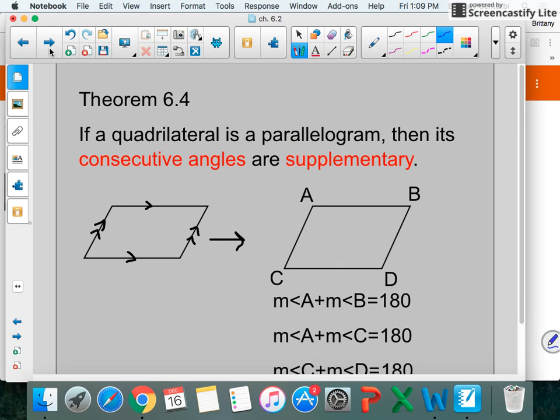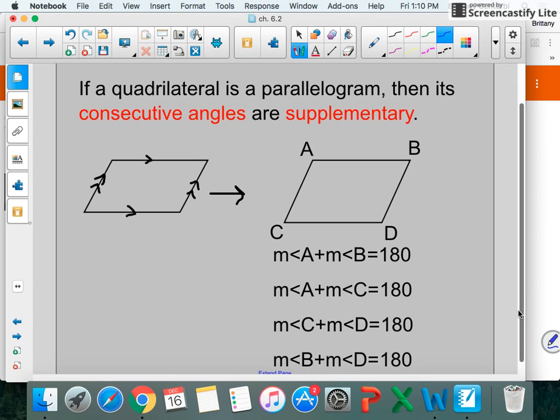The next one is if you're given a parallelogram, then you can say that the consecutive angles are supplementary. So remember, consecutive angles are the ones that are next to each other. So A and B, those would be supplementary, and supplementary means equals 180. So if you add them together, they equal 180.